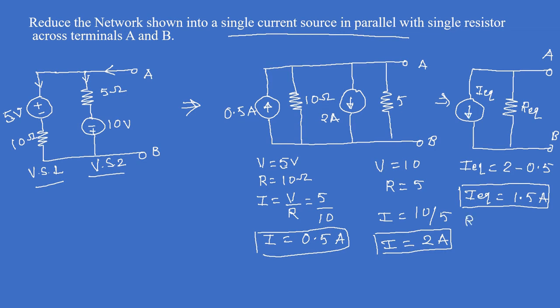Now how will we calculate R equivalent? As it is a parallel circuit, this 10 will come in parallel with the 5. So the answer is 10 into 5 divided by 10 plus 5, which comes out to be 3.33 ohm. So this will be the value of R equivalent. You can see that just by a simple source transformation, we have converted these two voltage sources into a single source. Thank you.